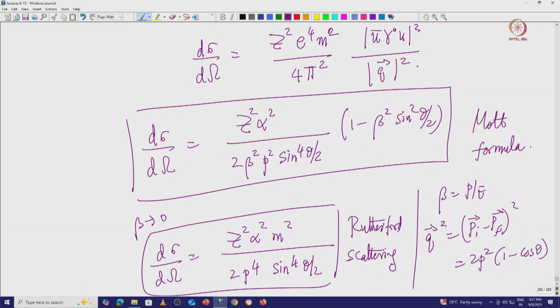So the Mott formula is the relativistic correction to the Rutherford scattering essentially. In the limit beta goes to 1, the ultra relativistic limit, this remains the same thing essentially. And if you do the same thing with positron scattering, you will get the same formula essentially. At the leading order, it is the same as the electron scattering, like I mentioned.